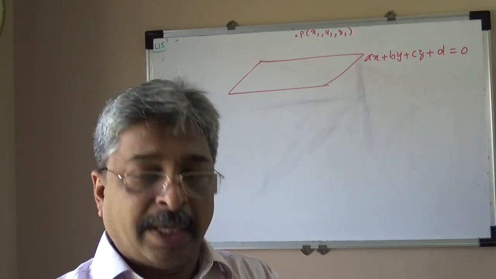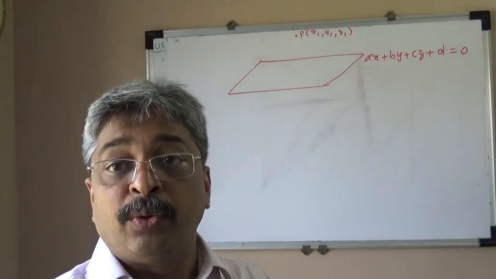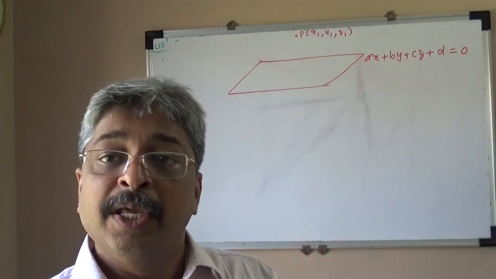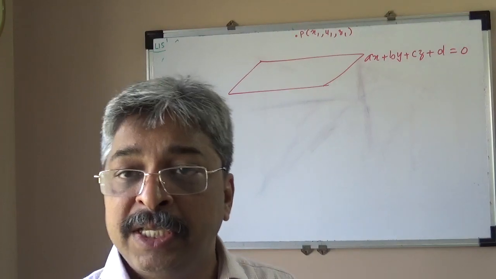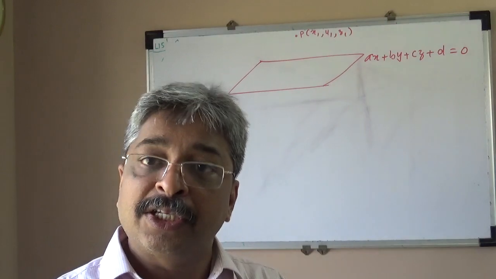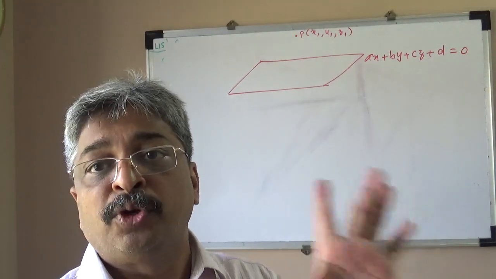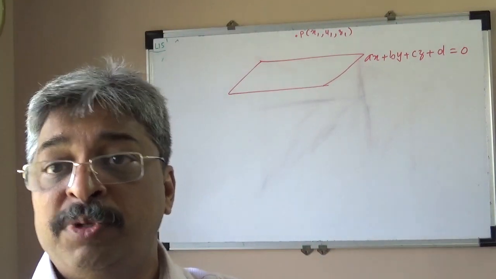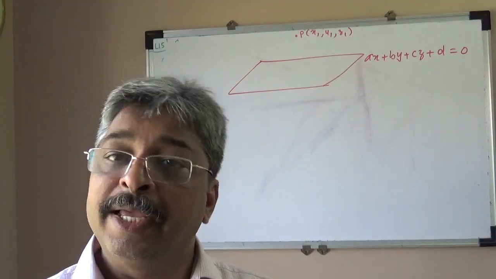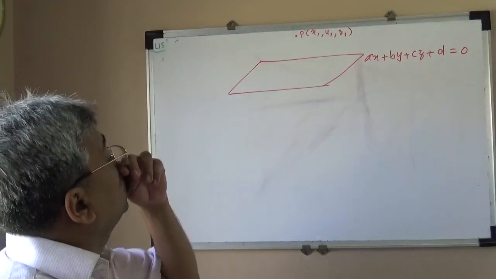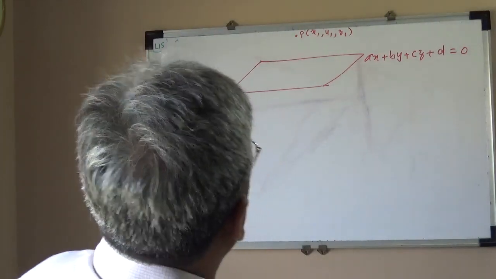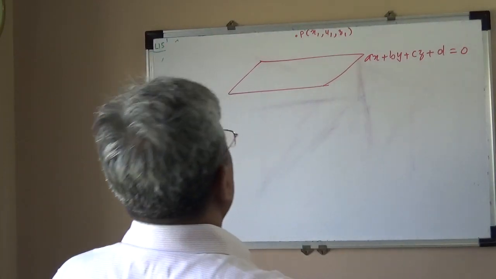Again, this is going to be analogous to what we have done in two-dimensional geometry, where we found the distance of a point from a line. If the line is ax plus by plus c equals 0, and the point is (x1, y1), then the distance we got was the absolute value of ax1 plus by1 plus c upon radical a square plus b square. Let us see what we get over here. So what is the procedure?